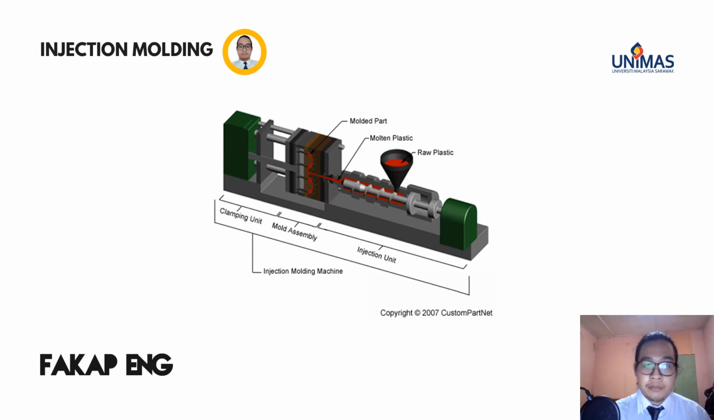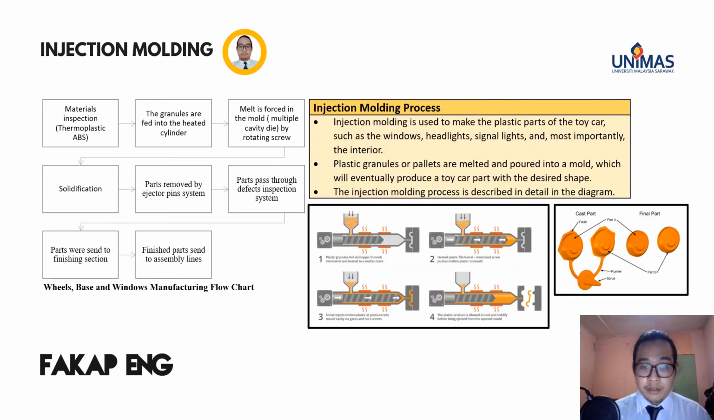Next is the second process of manufacturing, which is injection molding. Injection molding is responsible for both heating and injecting the material into the mold. In the diagram, it shows the injection molding machine. It consists of clamping unit, mold assembly, injection unit, raw plastic, molten plastic, and molded part. The injection molding process.